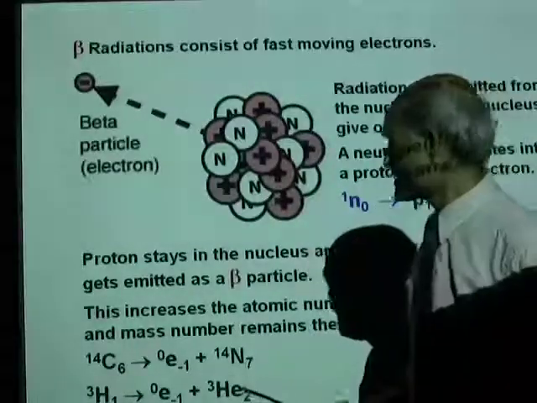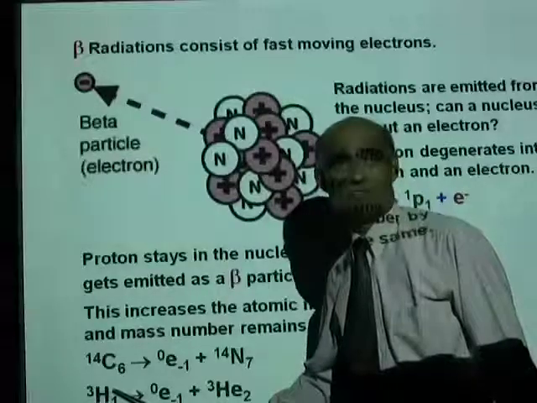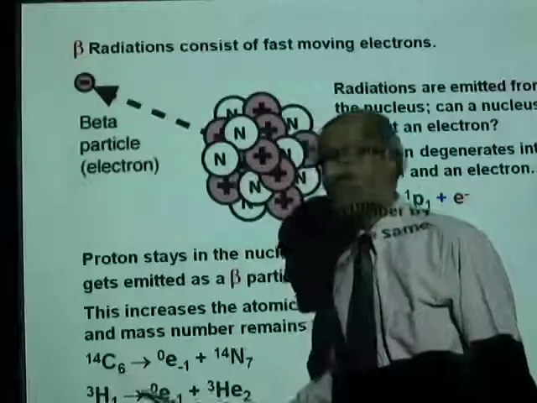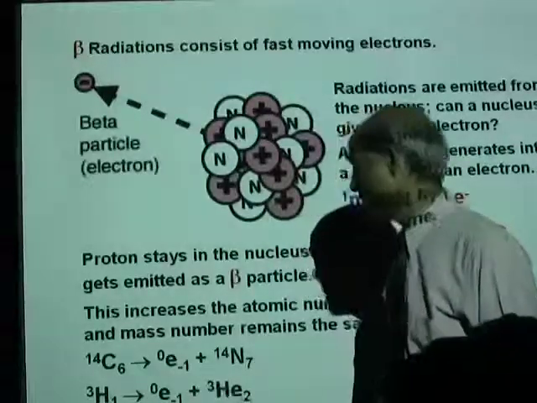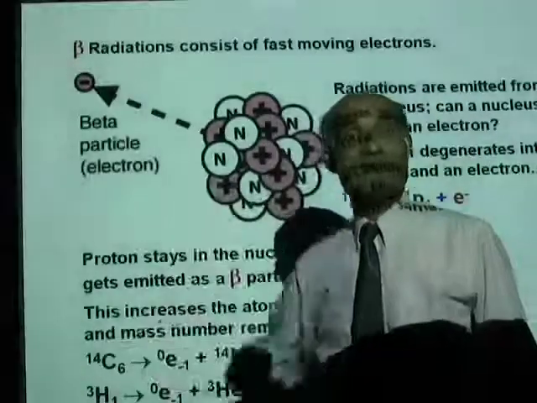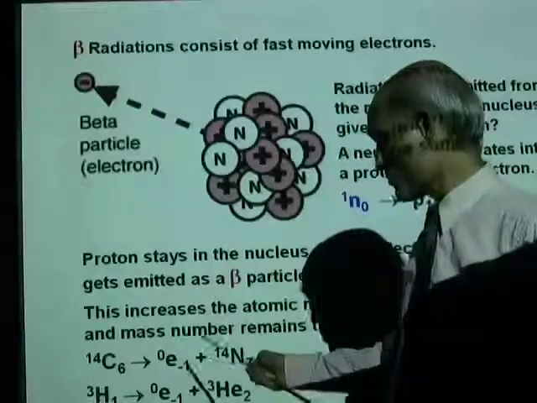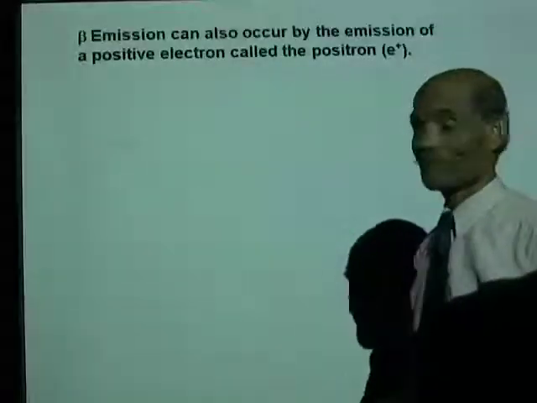In the same way, an isotope of hydrogen, which is called tritium, H-3 with atomic number 1, emits an electron, a negative beta, and becomes a nucleus of helium, the next higher element, He-3 with atomic number 2. Now, it's good to remember some of these examples and their importance.